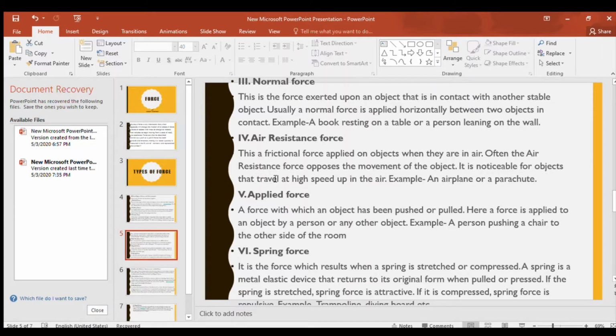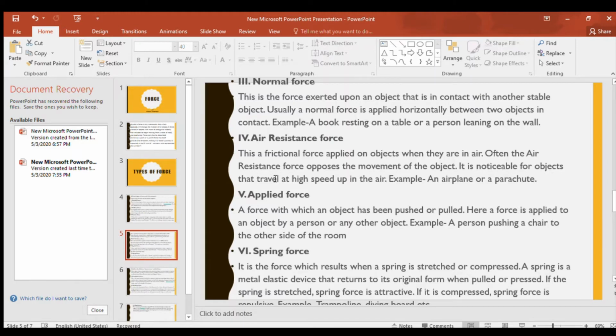So, the next is applied force, a force with which an object has been pushed or pulled. Here, a force is applied to an object by a person or any other object. An example is a person pushing a chair to the other side of the room. Think if you are doing that.